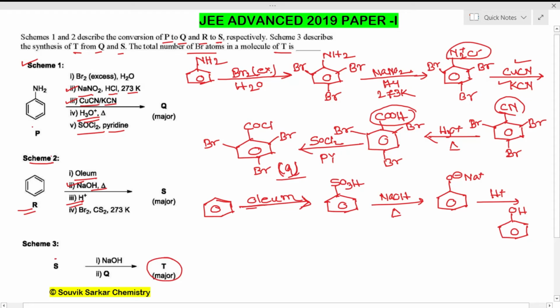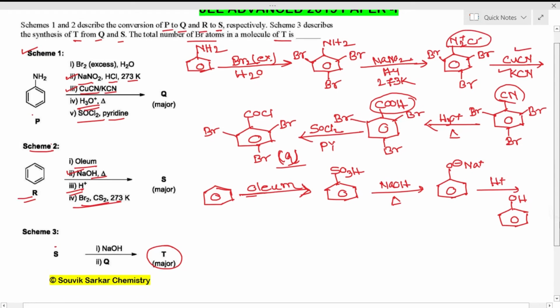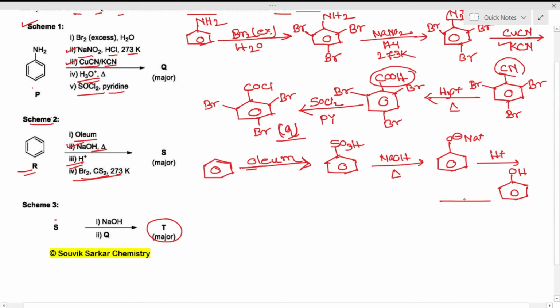Now the next step, it is treated with bromine in CS2, that is in a nonpolar solvent at 273 Kelvin. In a nonpolar solvent, if we do bromination of phenol, the major product is para-bromophenol. The para position will be brominated. So this is our S.